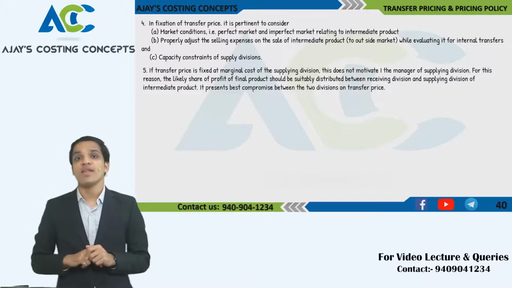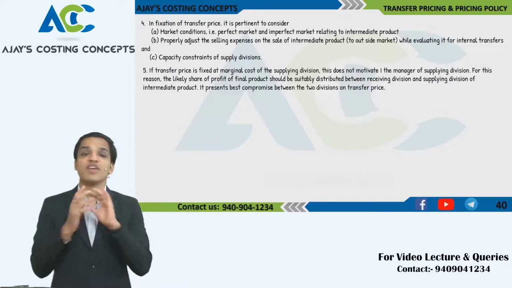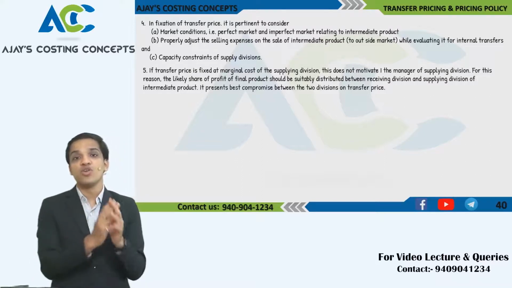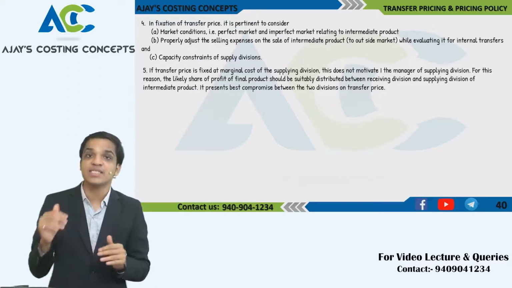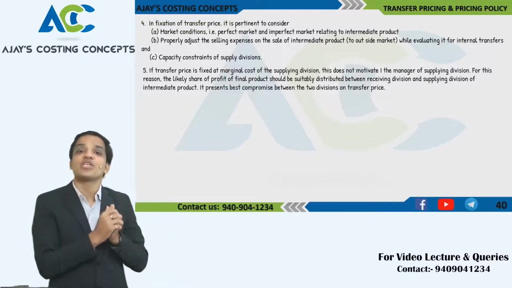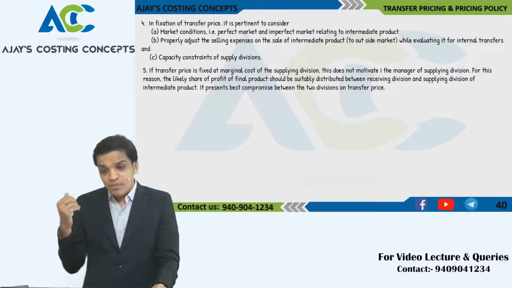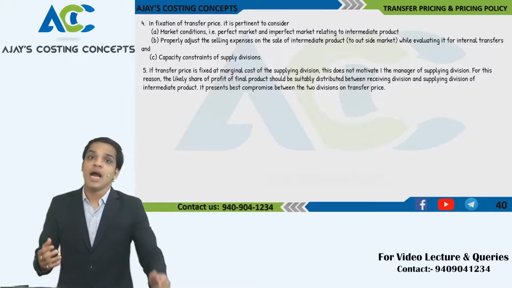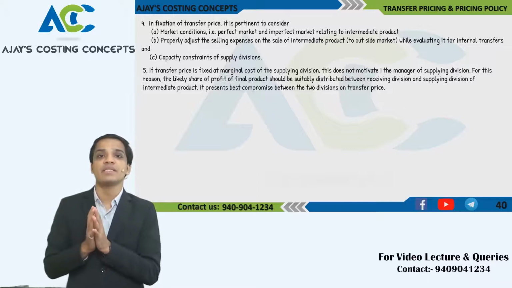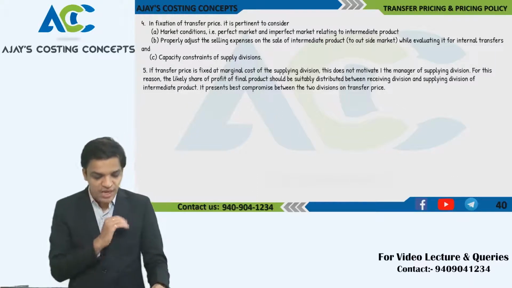While deciding fixation, always check what kind of market it is. What is the market price of your substitute product? What is the cost that you are incurring? What is the additional cost that you will incur if you sell it in the market? What is the saving that you make if you transfer in the internal market? What is your capacity available? How can your capacity be utilized? Do you have idle capacity, spare capacity or not? That is what you should evaluate accordingly.